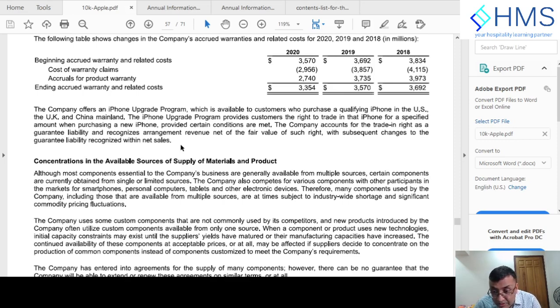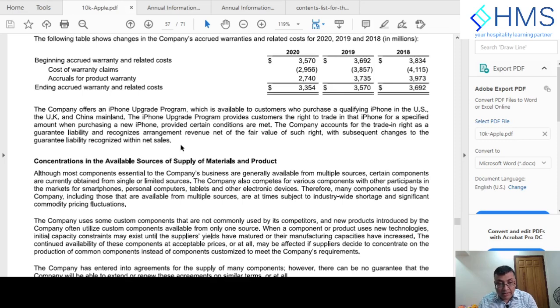What they are basically saying is that whenever there is a trade-in, the company treats the trade-in right as a guarantee liability and recognizes the arrangement revenue net of the fair value of such right. It means that whenever there is a trade-in, the company will not recognize that much as revenue. They will recognize only the net part of it, and the rest will be offset against the guarantee liabilities, which is okay and can be considered acceptable.